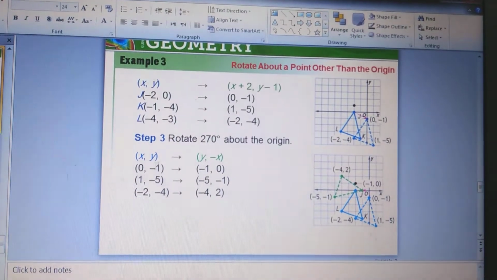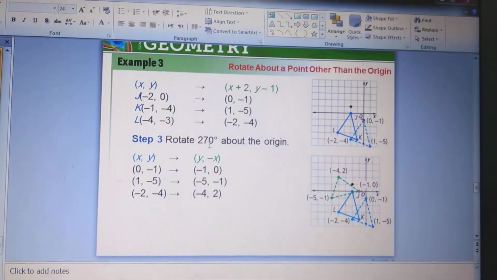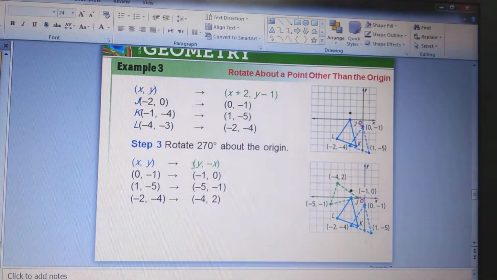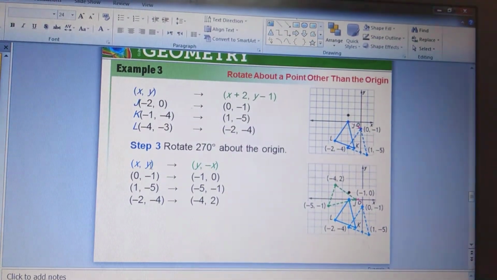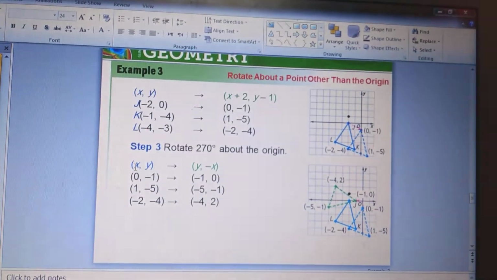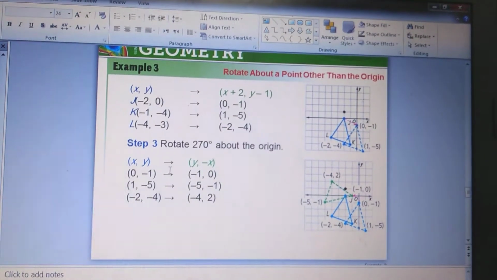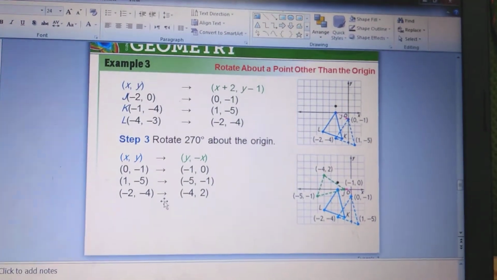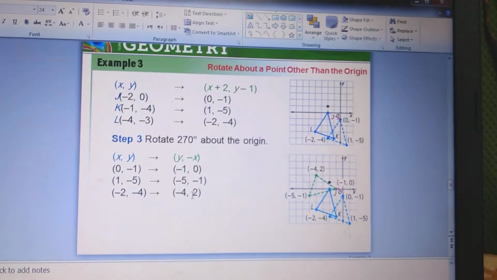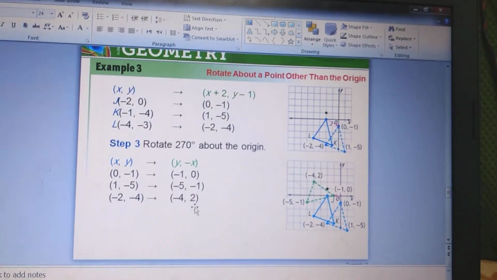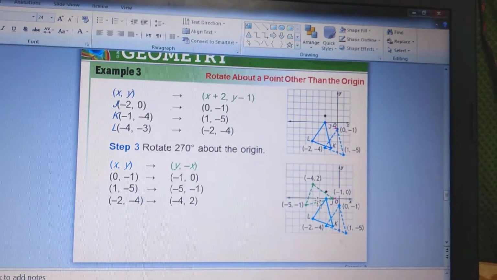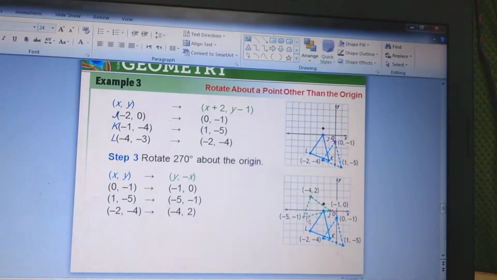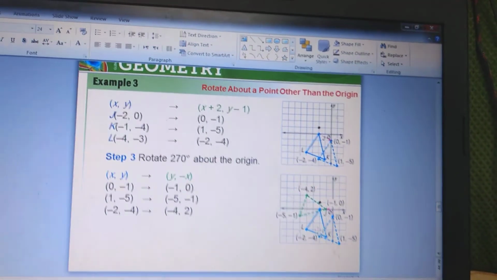Now I rotate the 3 points 270 degrees about the origin. The rule says when we rotate 270 degrees, (x, y) will become (y, -x). I keep y the same and put it in the place of x, and I make x opposite. (0, -1) will become (-1, 0). (1, -5) will become (-5, -1). (-2, -4) will become (-4, 2). What I do after that, I graph the new triangle, which is this one. This is the triangle after I rotate this one 270 degrees.